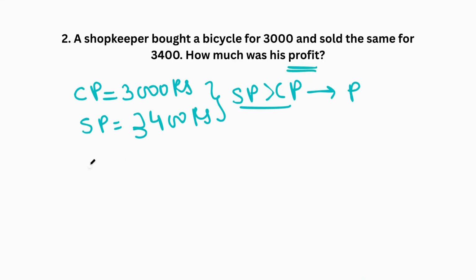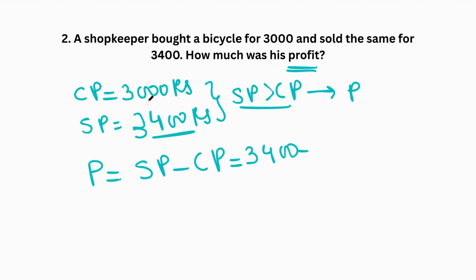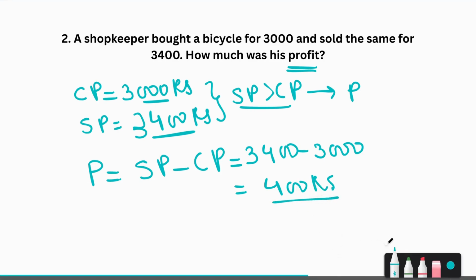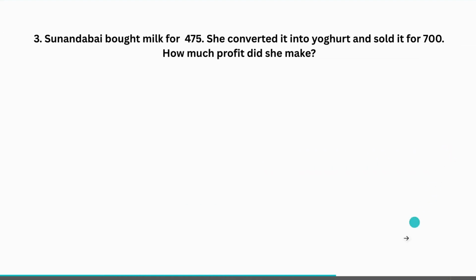So we will be writing the formula for profit, which says profit equals selling price minus cost price, which is equal to 3400, this value, minus the cost price 3000, which gives us an answer of 400 rupees. That means we will conclude this question with the statement that the shopkeeper's profit was 400 rupees. Now the third question.